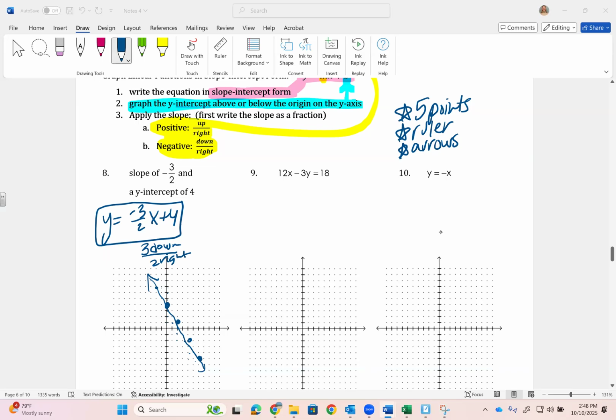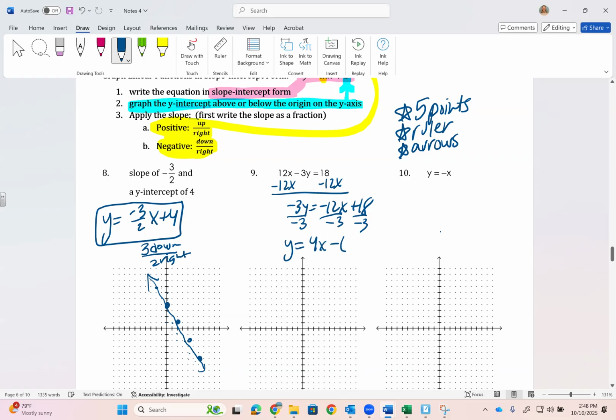Here we go. Let's get this in slope-intercept form. So that's subtracting 12x from both sides, and you get -3y equals -12x plus 18. We have to solve for y, so divide by -3. You get y equals 4x minus 6. If you've got negative over negative, it makes positive. If you've got positive and negative together on a fraction, it makes negative. And then you just reduce or divide them as appropriate.